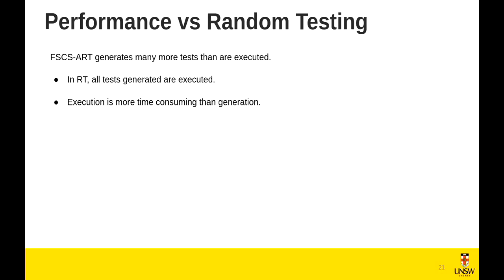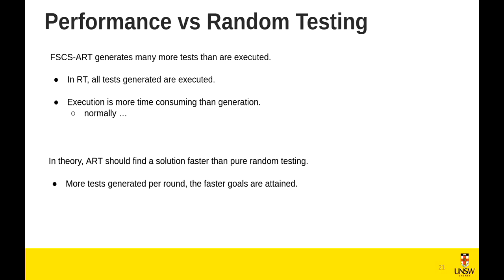This is because execution in operating systems could involve the creation of a new process and maybe handling the error of the previous process. So it could take more time, and that's why in American Fuzzy Lop we try to use a fork server, to skip the overhead of process creation using the fork mechanism. When we generate a new test, we are doing everything in memory. We only need file I/O in the last step, so it normally doesn't take a lot of time. In theory, this adaptive random testing should find a solution faster than random testing, and the more tests we generate per round, the faster the goals are attained.